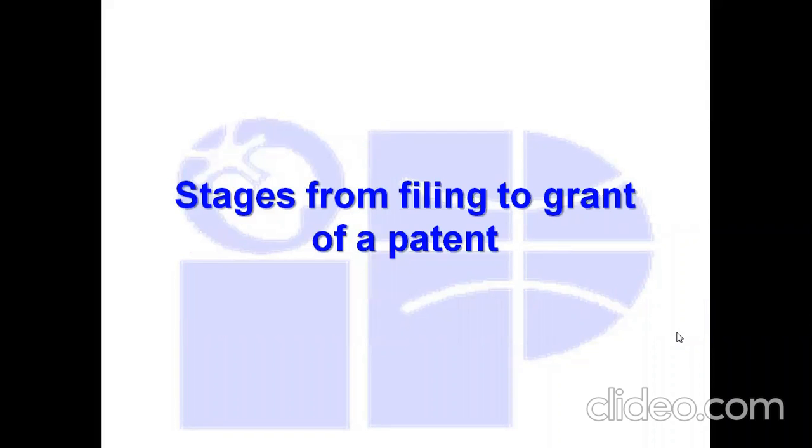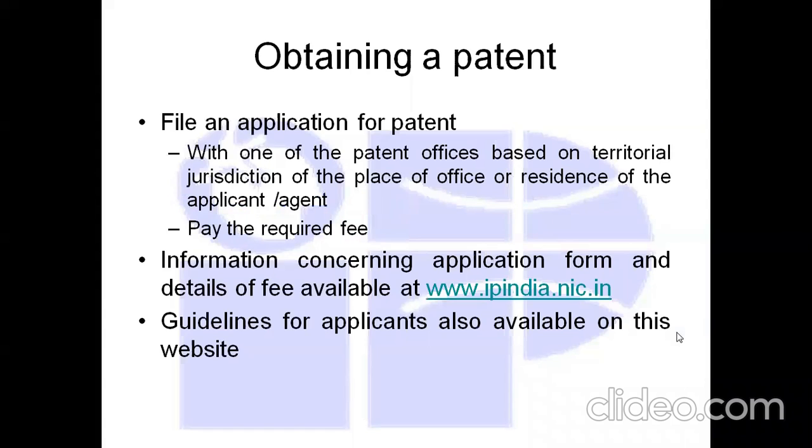Now, stages of filing to grant of a patent. We can go through the different stages one by one, and I can discuss them with all of you, right? Obtaining a patent: file an application for a patent with one of the patent offices based on the territorial jurisdiction of the place of the office or residence of the applicant or agent, right? And pay the required fee. Also, you can go through www.ipindia.nic.in, follow the guidelines and file an application, right?